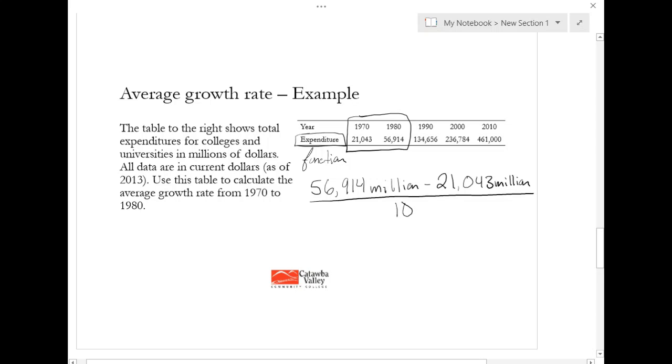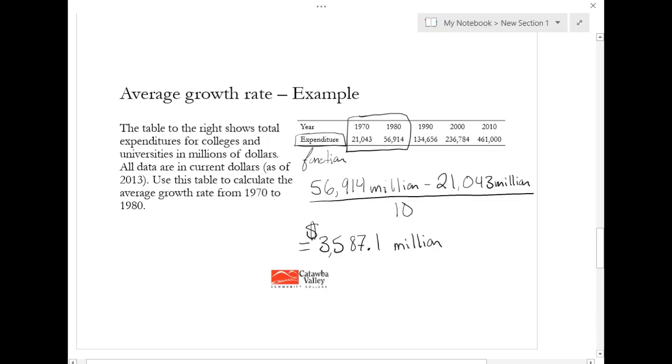So if I do this calculation real quick, I get this to be 3,587.1. Again, this is in millions of dollars.